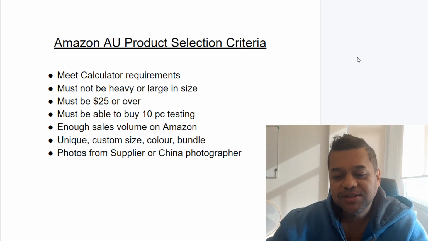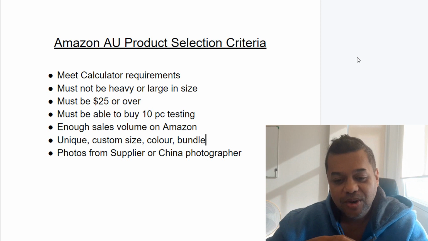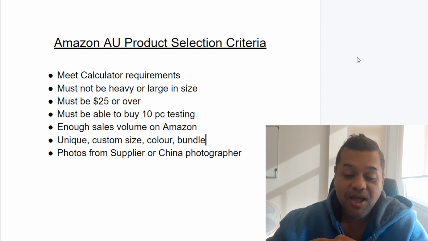But if we don't sell, we've only got 10 products that we want to just move anyway. All right, so this is really important. If you do it the traditional way, you've got 500 units and it doesn't sell, you're screwed. This is why we do it this way. And then we obviously want to get photos from the supplier if we can.